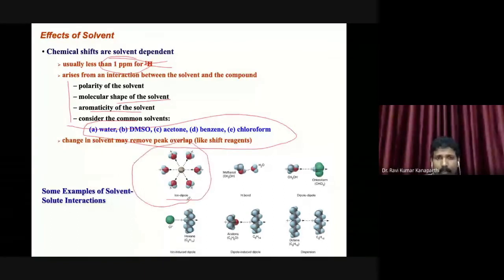A molecule can interact with the solvent in various ways, like ion-dipole, hydrogen bonding, dipole-dipole. So there are several interactions. All these interactions can actually cause a maximum of 1 ppm change in a compound's chemical shift values when you are recording in different solvents. Okay, so the polarity, shape and aromaticity of the solvent are the primary reasons for observing different chemical shift values for a given compound.